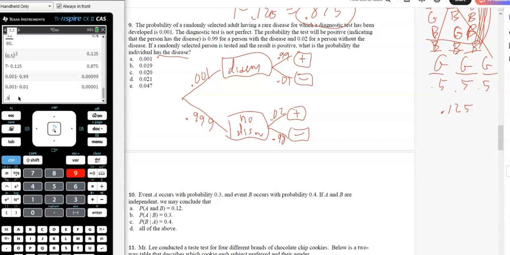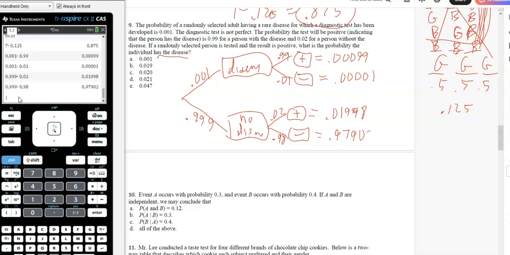And then 0.999, I'm doing them in an order, times 0.02. And then 0.999 times 0.98. Okay, so we have, this one is 0.00099, 0.00001, I think. Okay, 0.01998. Those are all pretty small. And then 0.97902.